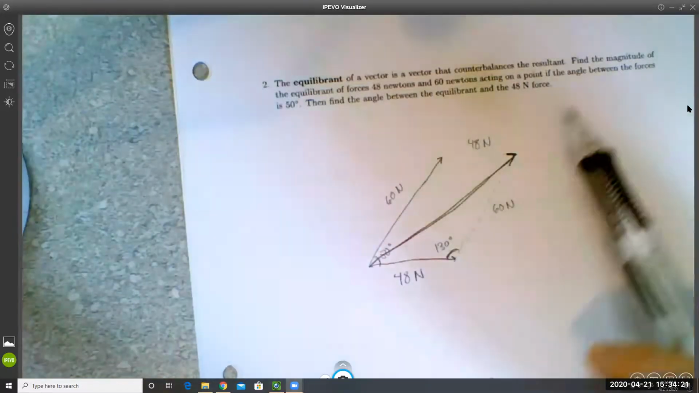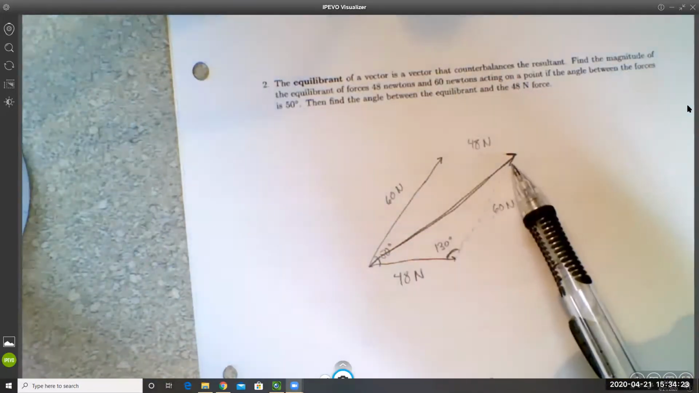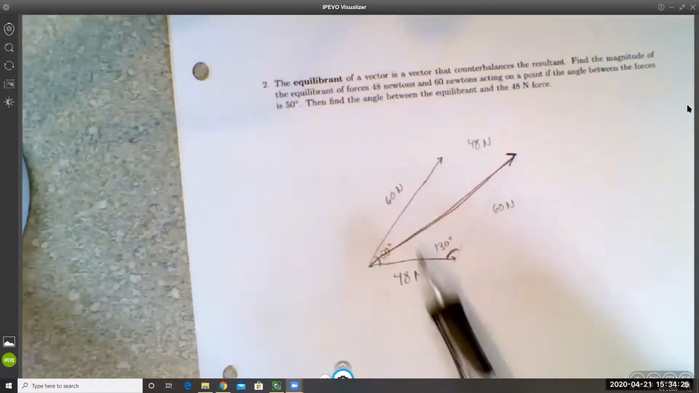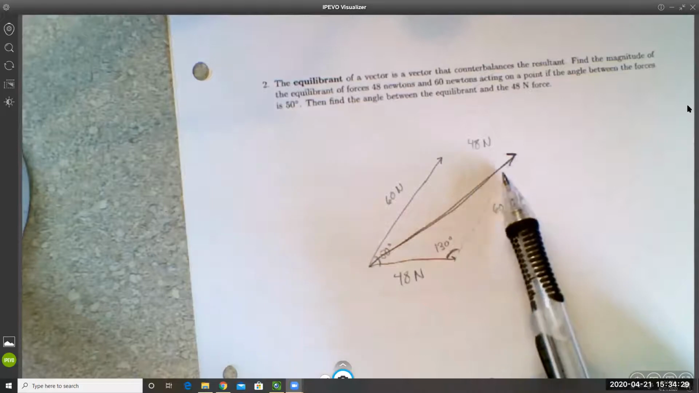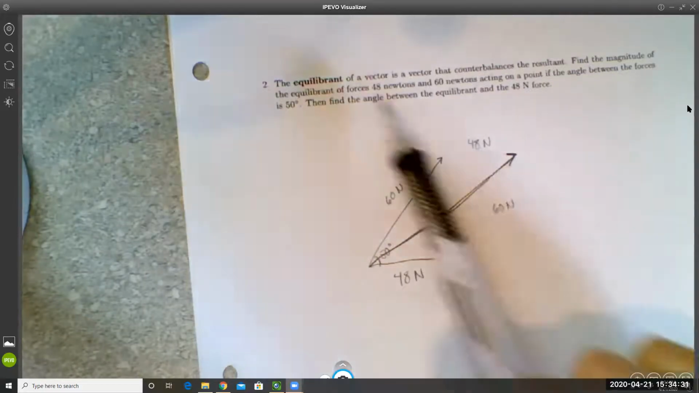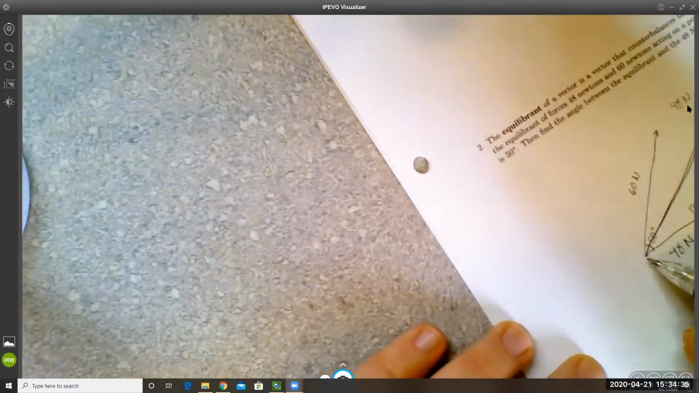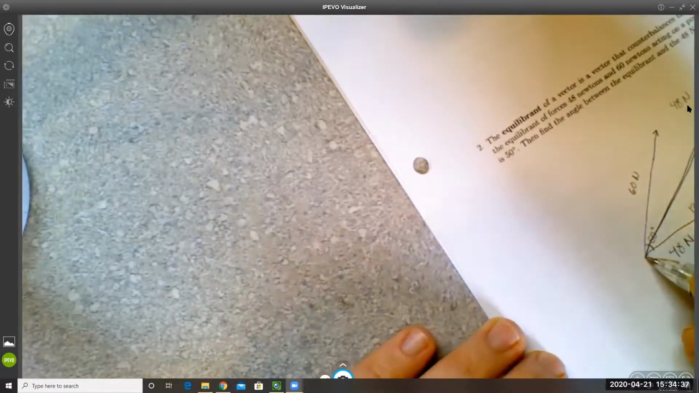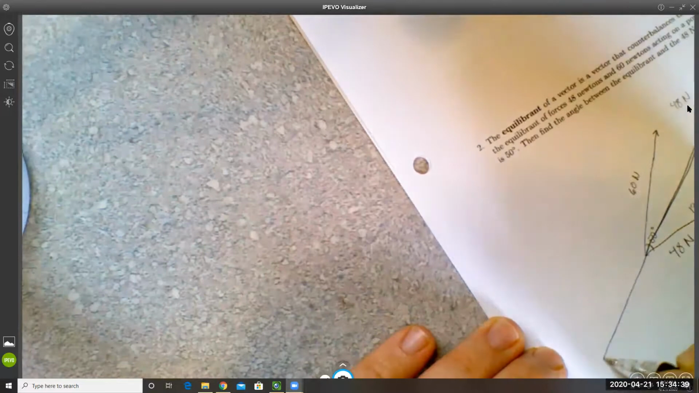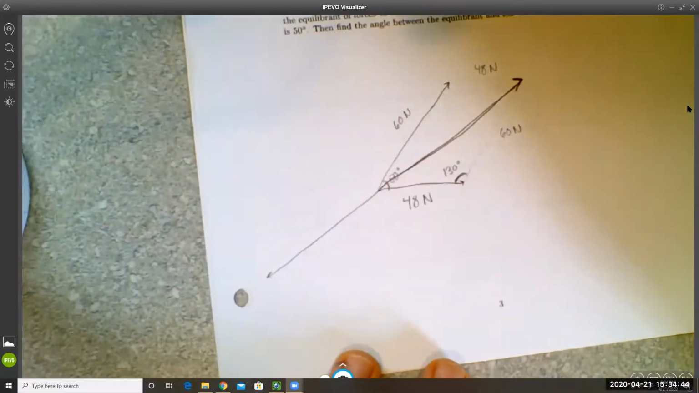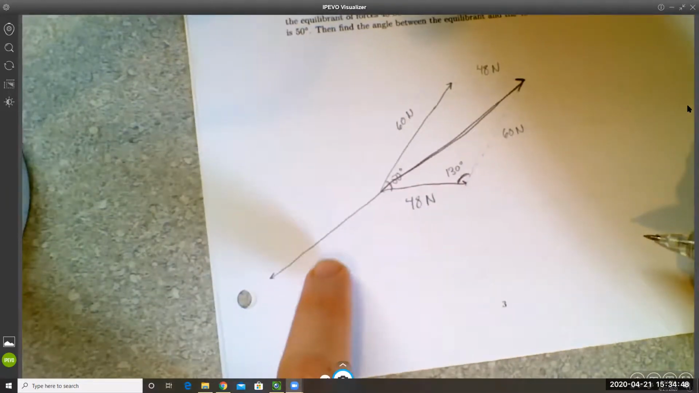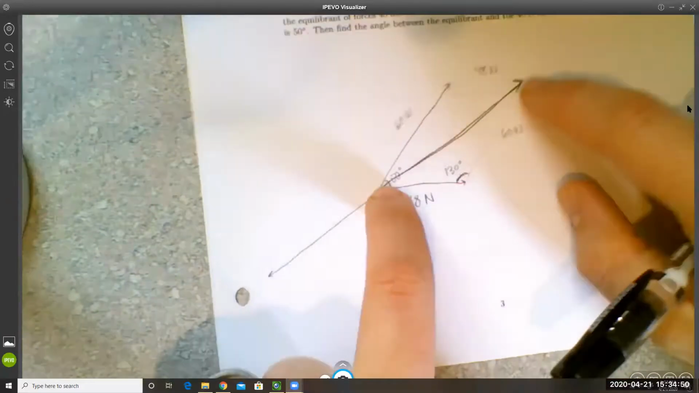And of course, the magnitude of this vector is going to be the same as the magnitude of the resultant. The magnitude of the resultant is going to be the same as the magnitude of the equilibrant. The equilibrant, I guess we might as well draw it in, would just be the same vector pointing in the opposite direction, right? Same length, exact opposite direction, if that makes sense. So this is really the vector that we're interested in, but it has the same magnitude as this guy here.